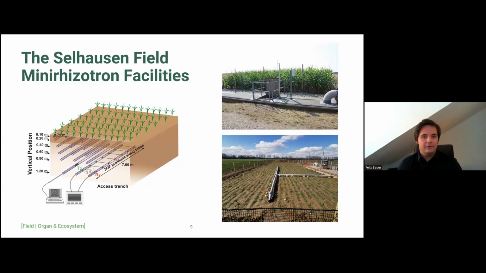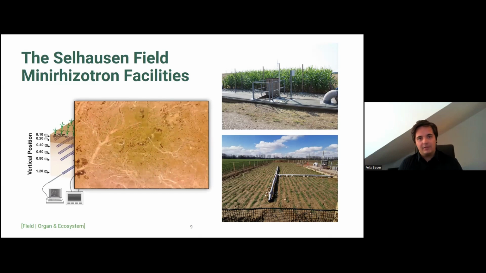Within the individual plot, so here on the left you can see one individual plot, there are transparent tubes installed in the soil at depths between 10 centimeters and 120 centimeters and a length of 7 meters. So beside other sensing methods, which I will explain a bit more in detail later, there are camera systems guided inside of these tubes, which can capture basically the root development dynamics by taking images.